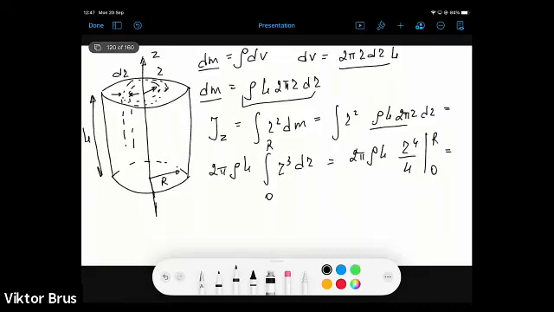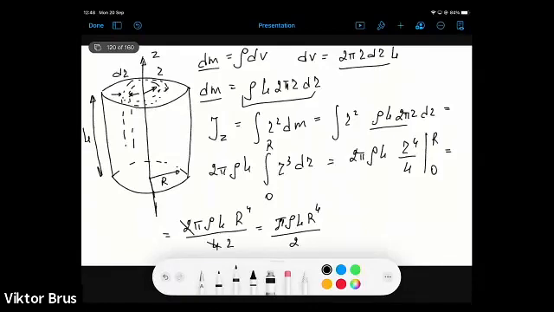And this is equal to 2 pi rho L times R to the power of 4 divided by 4. Here and here we cancel and eventually get pi times rho times L times R to the fourth power divided by 2.